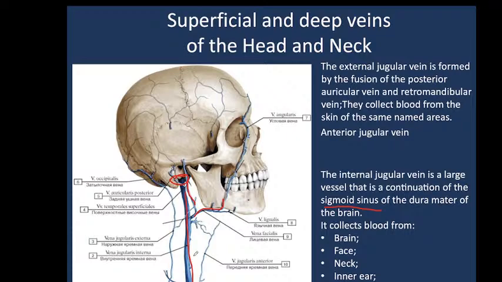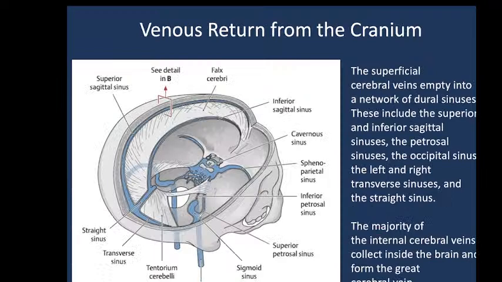Compression of the internal jugular veins is usually followed by stopping of brain circulation, and it gives a problem for people.